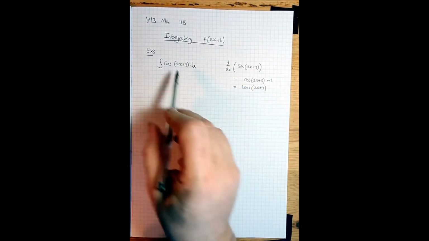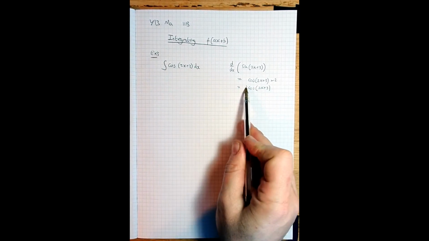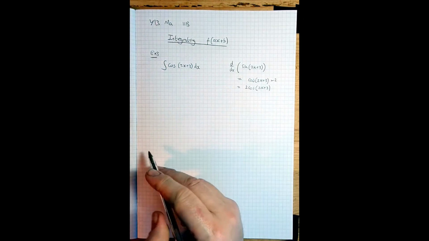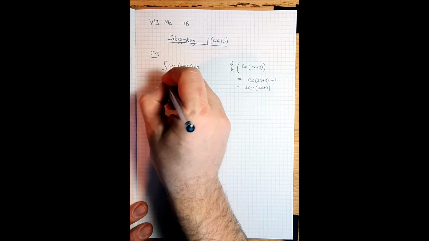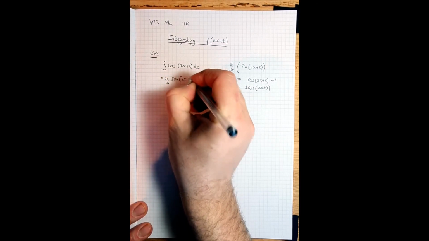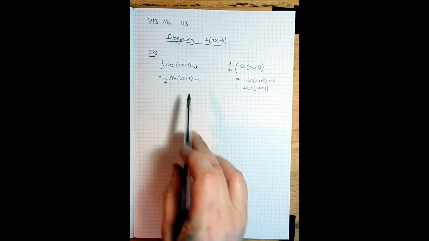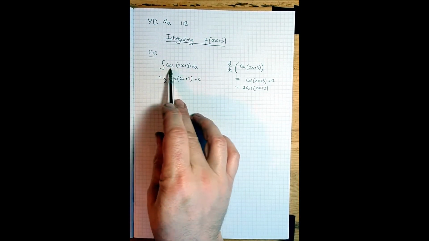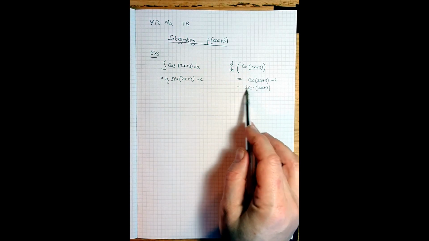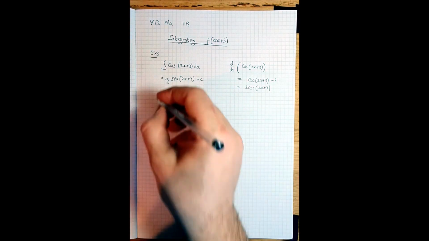Well, that's nearly what I want, except it's twice as big as I want it to be. So if I halve both sides, I'm going to get what I want. So the integral of cos 2x plus 3 is a half of sine 2x plus 3. So I do these by considering what happened when I differentiated an appropriate expression, and generally I fix it by multiplying by a constant.